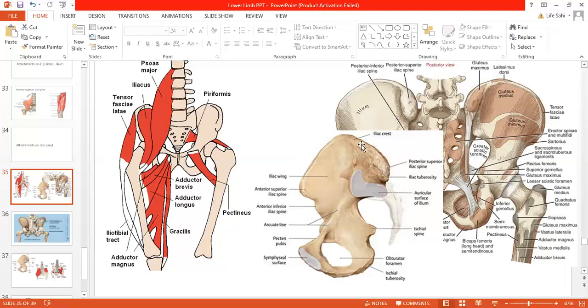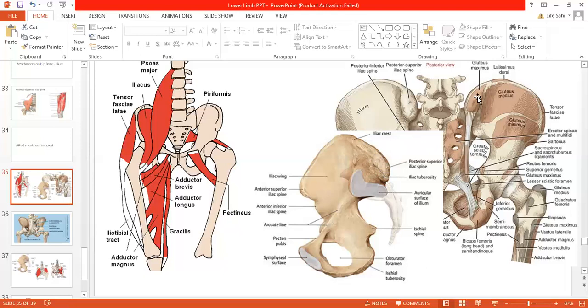Attachments on the dorsal segment of the iliac crest include, as we know from our previous knowledge related with the bony features of the iliac crest, that the dorsal segment of the iliac crest, which forms less than 1/3 of the iliac crest, is divided by a thick ridge into two areas. This is the lateral slope and this is the medial slope.